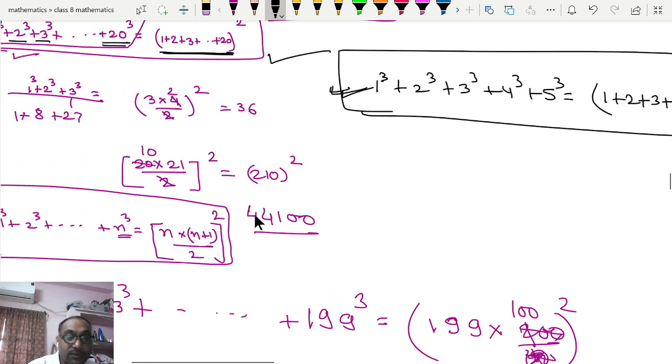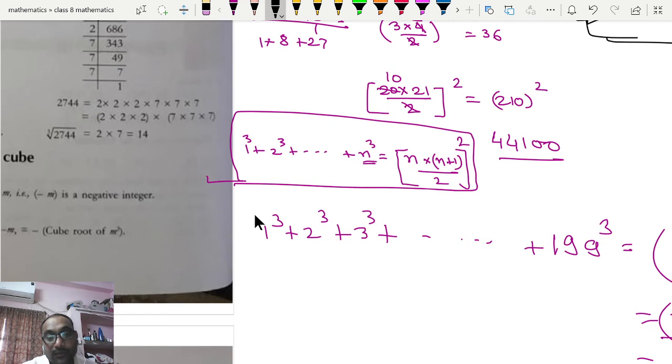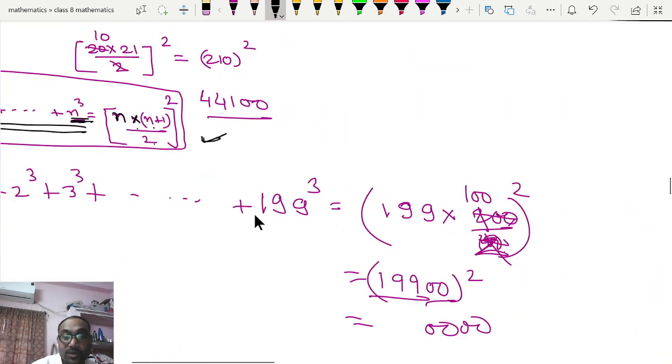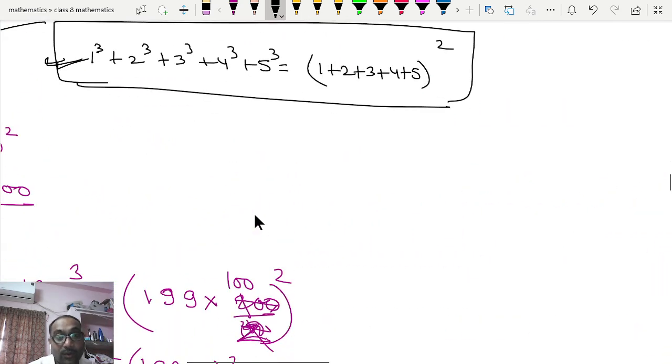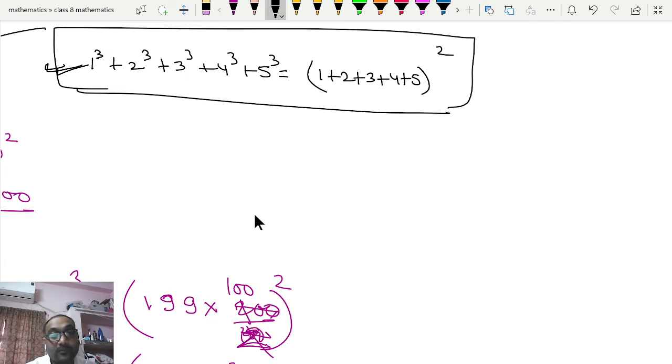Again, I have given you a formula. Let's suppose you want to find the sum of the cubes of the first n natural numbers, and its result is (n into n plus 1 by 2) whole square. n is the last natural number with which you are ending the sequence of the sum. So this is very important, and if you want to check this, see, n is 5 here. 5 into 6 by 2 whole square.